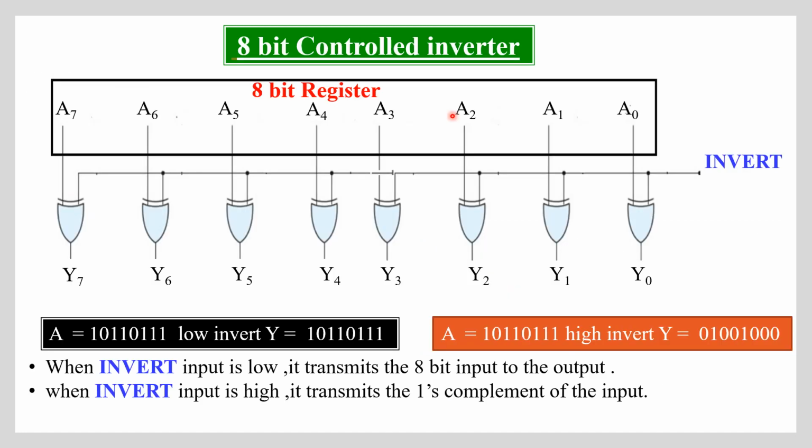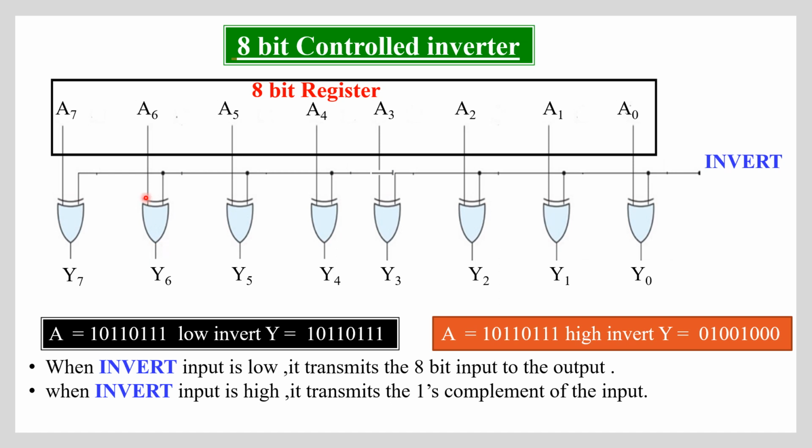Now let us see the 8-bit controlled inverter. By using 8 XOR gates, an 8-bit controlled inverter can be formed. The register is a group of flip-flops that stores a word, a group of bits. When the invert input is low, it transmits the 8-bit input to the output. But when the invert input is high, it transmits the ones complement of the input.